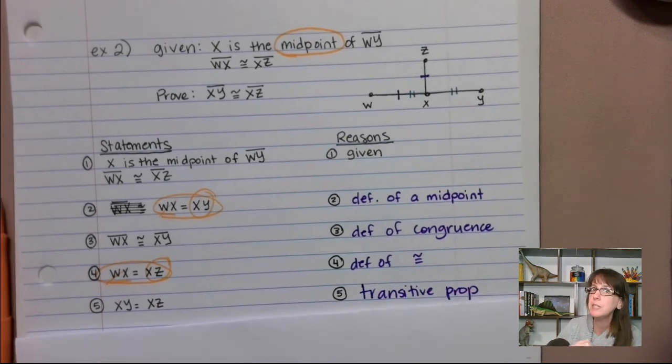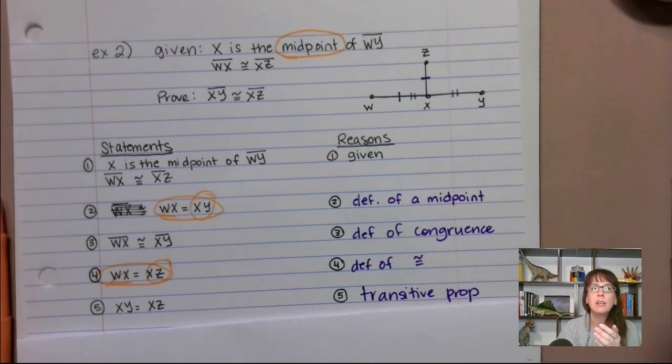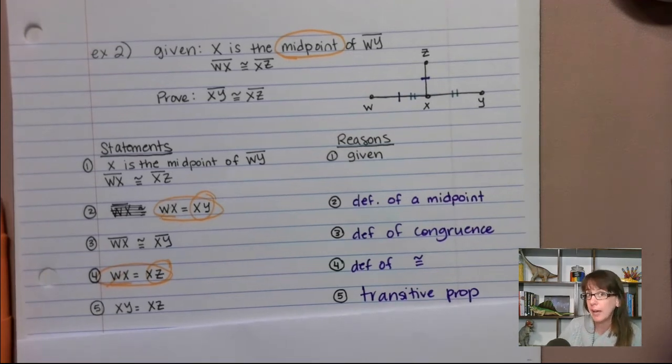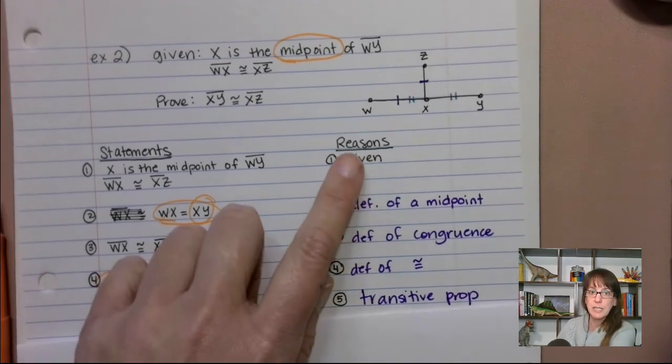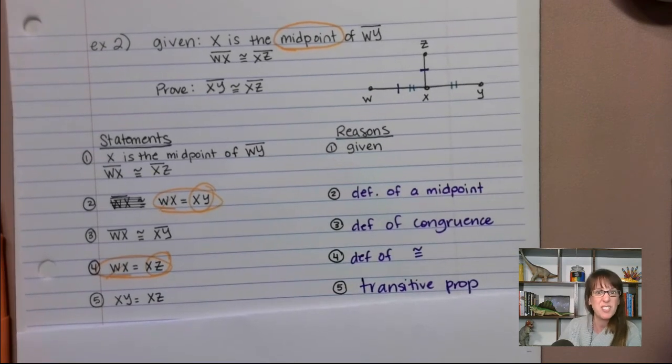Also, proofs can be done multiple ways. So if you're looking at your answer key and it doesn't match exactly what you have, that's okay, as long as you're consistently using reasons that are justifiable. You just have to justify yourself.